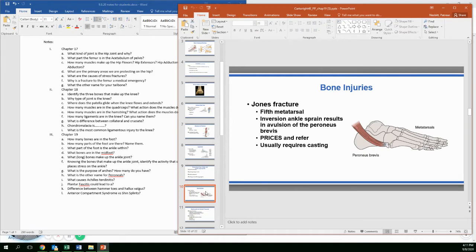All right, so we have a Jones fracture, which is basically a break on the fifth metatarsal, and it's very susceptible because it's right on the outside of your foot. Okay, does require casting. It does require you keeping pressure and weight off of that foot, and definitely for immediate treatment, you want to consider the Price's method.